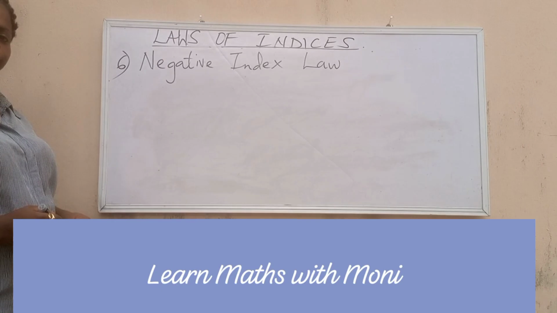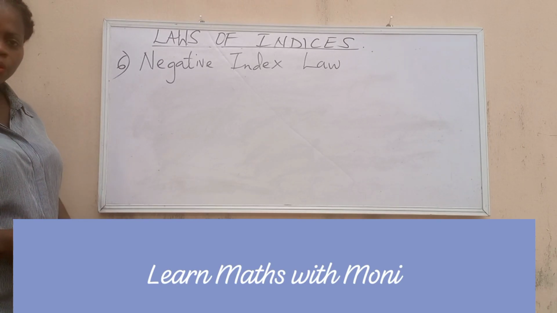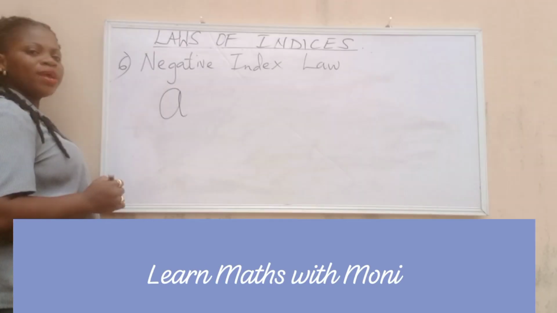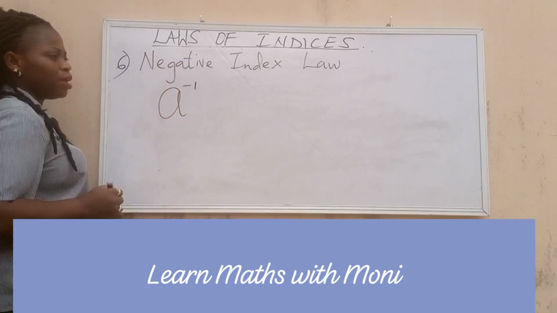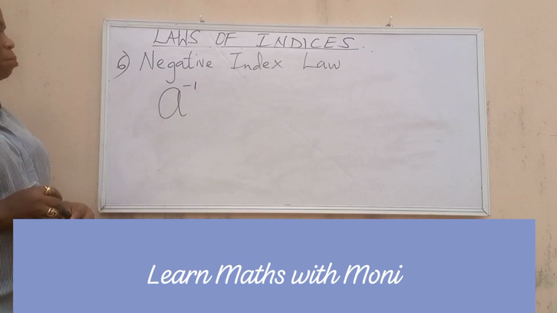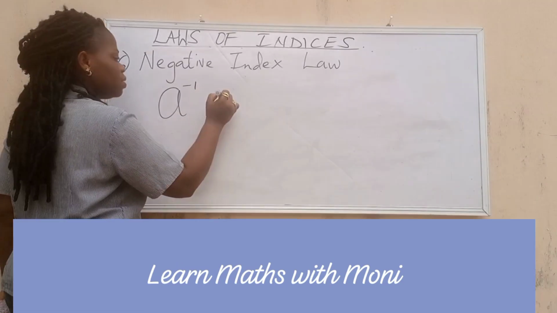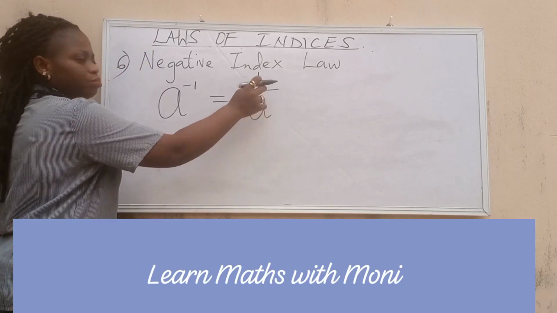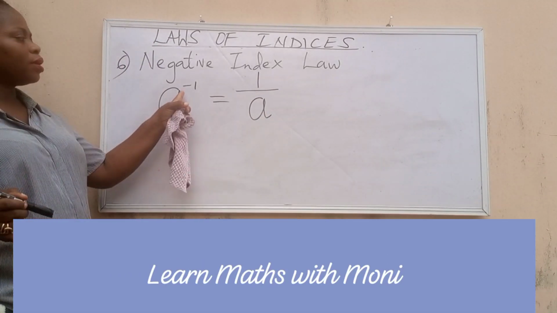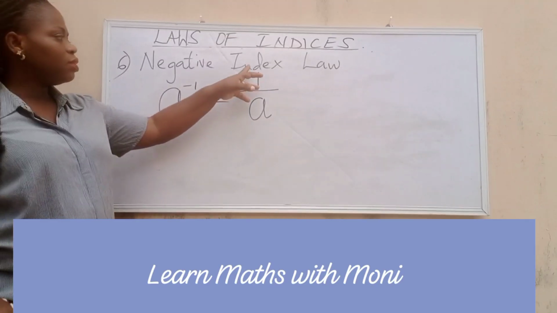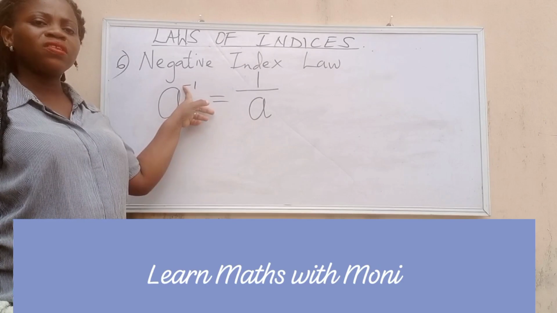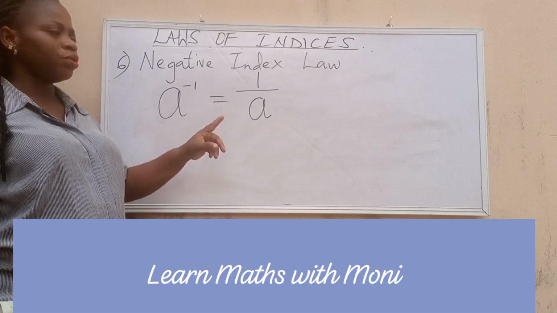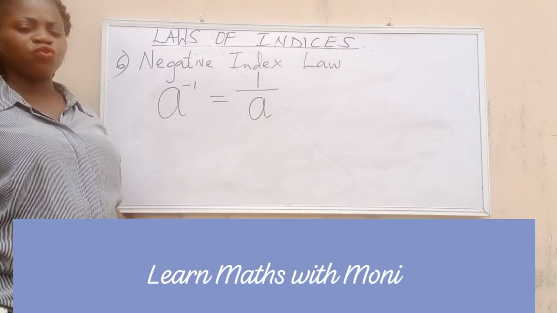Negative index law. The negative index law states that when I have a raised to the power of a negative number, for instance, a raised to power minus 1, this means I have the inverse of a raised to power 1. A raised to power negative 1 means the inverse; the negative shows inverse of a raised to power 1.